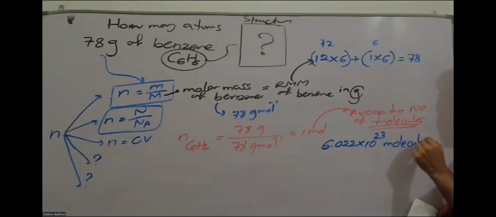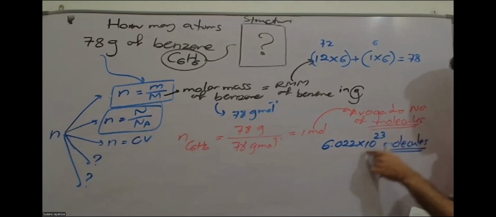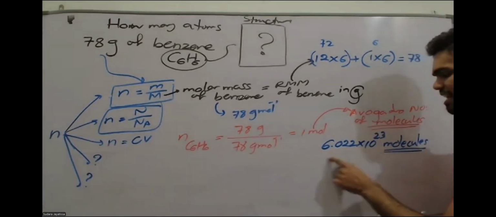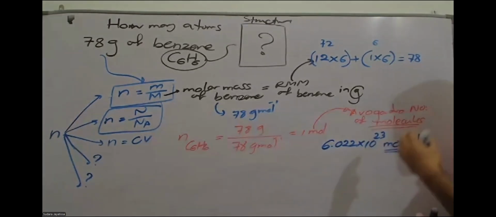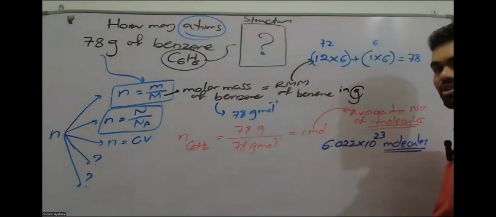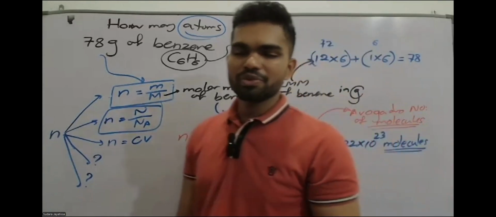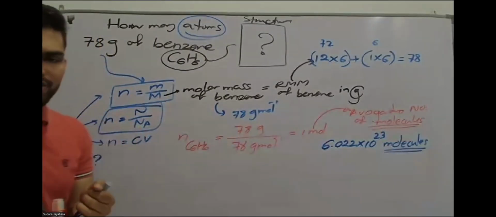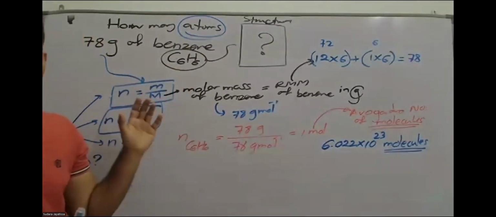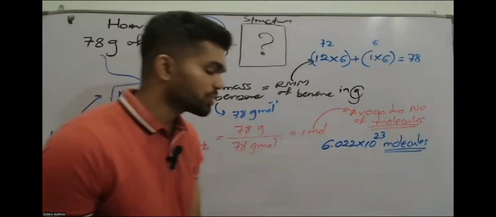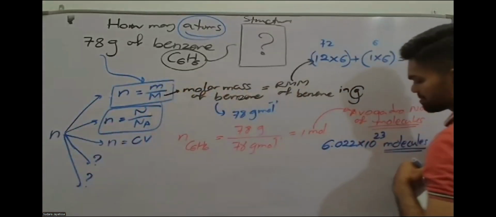Why am I highlighting this word, molecules? Because some of you have selected this as the answer, but this is not the answer. Why? It is the number of molecules, but they are asking what? How many atoms? You see the difference now. They are asking how many atoms. So what should you do? In one benzene molecule, how many atoms do you have? You have 6 carbon atoms and 6 hydrogen atoms. So you have basically 12 atoms in one molecule.